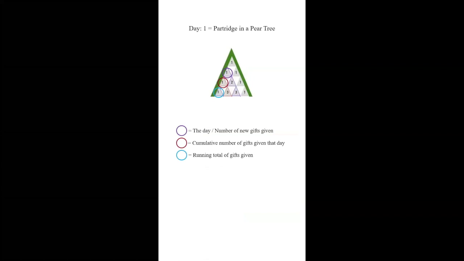So then on day 1, we give a partridge in a pear tree. Throughout the demonstration, I'm going to use 3 different circles to keep track of the important information. The purple circle will keep track of the day, as well as the number of gifts given, which are the same because that's just the way that the song works. The red circle will keep track specifically of the cumulative number of gifts given on that particular day. And the blue circle will track a running total of the number of gifts given so far.